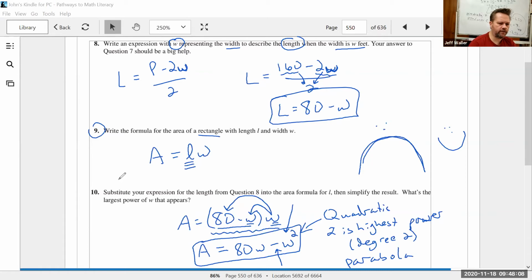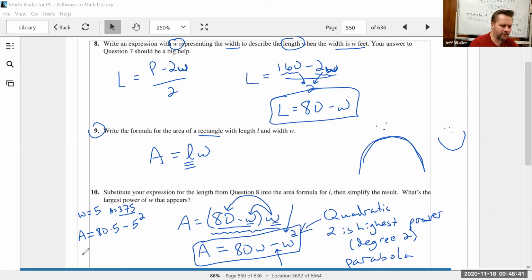So somebody, can you look up on your chart? Do you remember when W was 5? I think we got 375 for the area, right? Yeah. 375. So let's try this formula out. Area equals 80 times width minus width squared. It better come out to be 375, or we're going to forget about the rest of the semester.